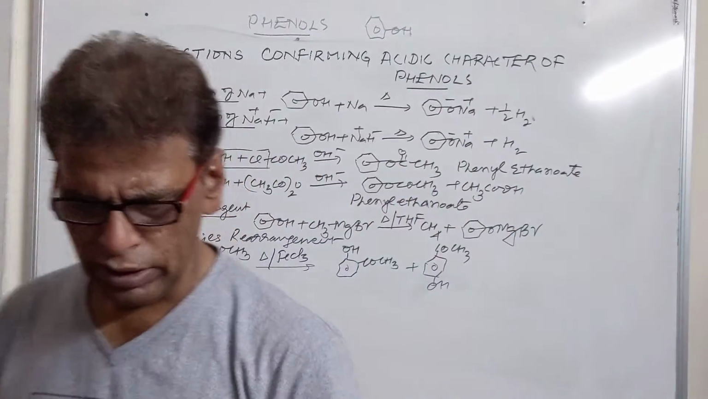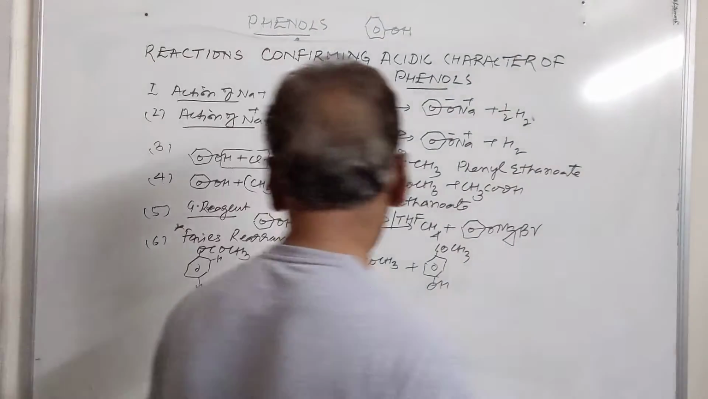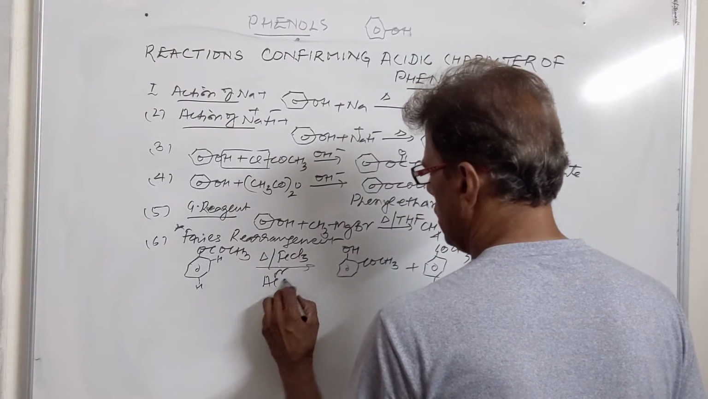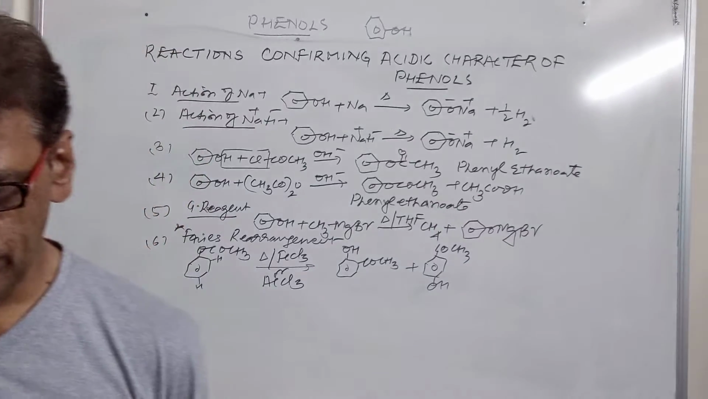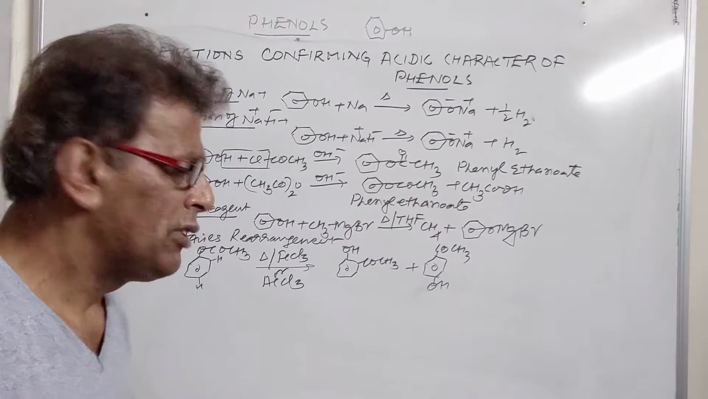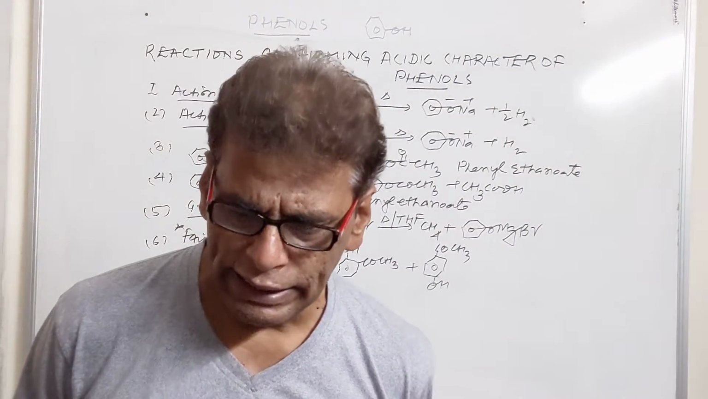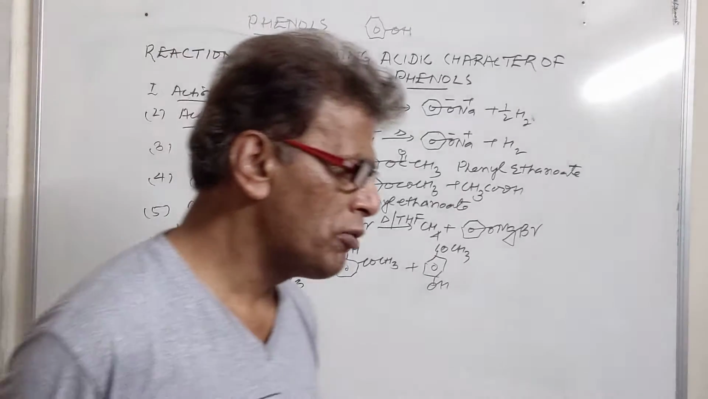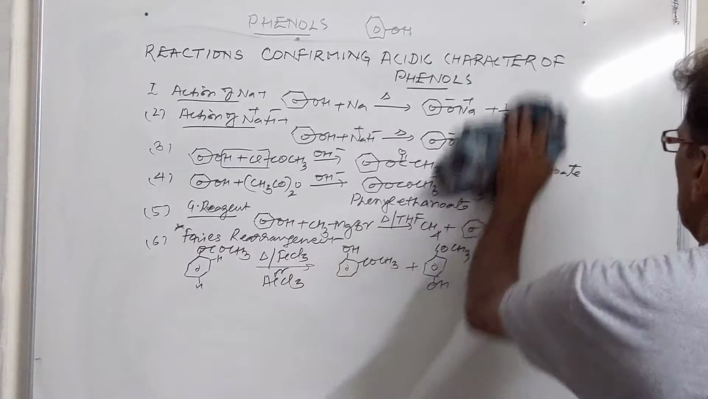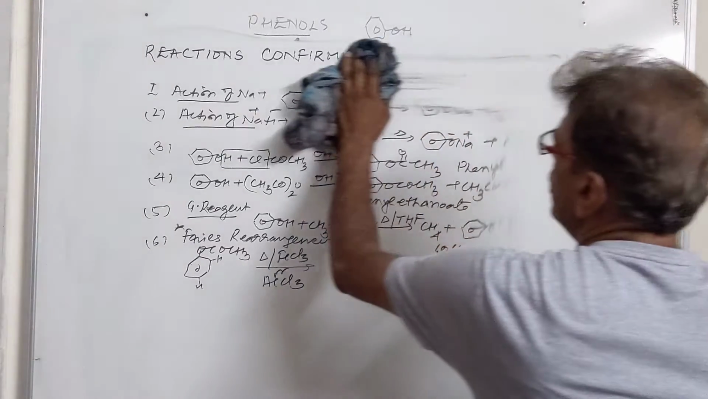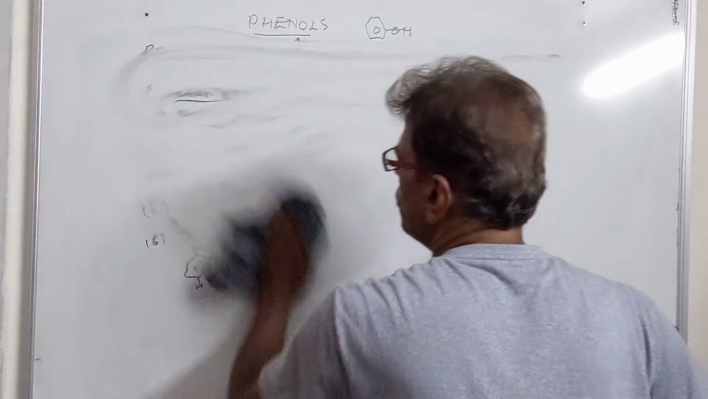This reaction is called Fries rearrangement. The mixture is refluxed with FeCl3 or with AlCl3. This will give you the products ortho-hydroxy and para-hydroxy acetophenone. So these are the few reactions which are confirming acidic character of the phenols. Now we come to the reactions of phenol which will confirm the reactions of OH group in phenol. So phenol also shows the reactions of OH group just similar to alcohol.